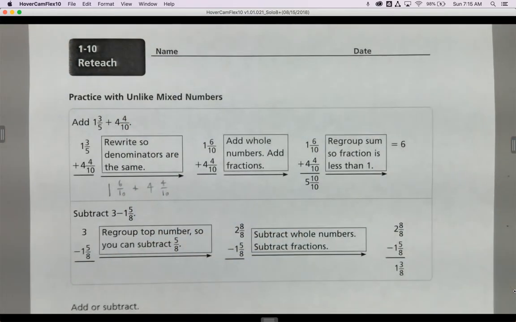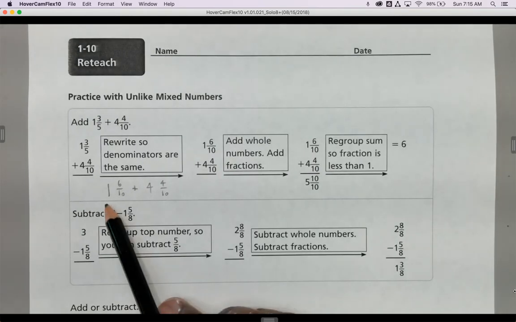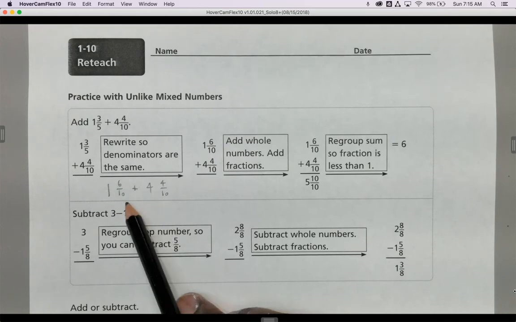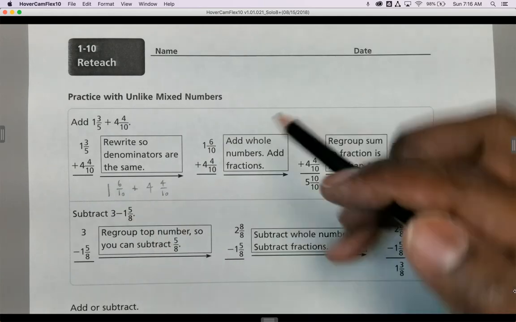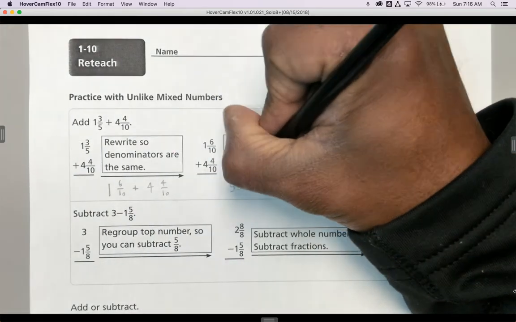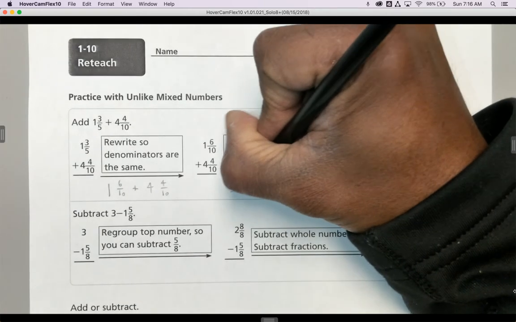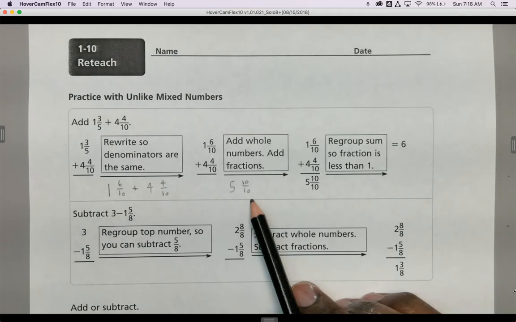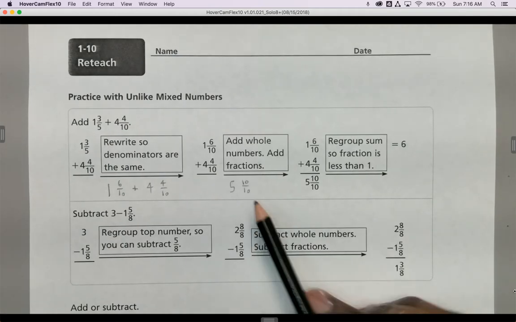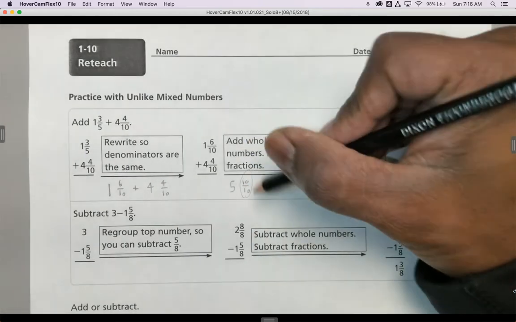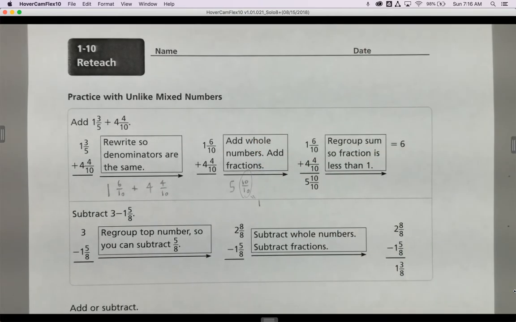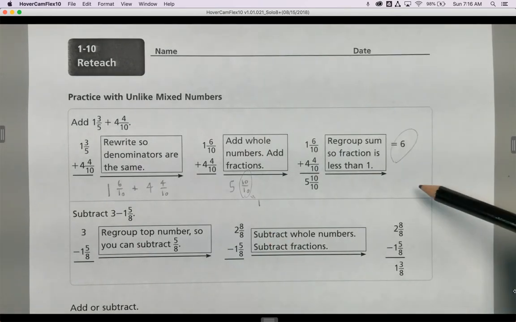Add the whole numbers together. The 1 and the 4 makes 5. Add the fractions together. 6/10 plus 4/10 gets us 10/10. Sounds funny to say. But then we look at the fraction and we realize, well, 10/10 is really just equal to 1 whole. 5 and 1 is 6. Final answer.